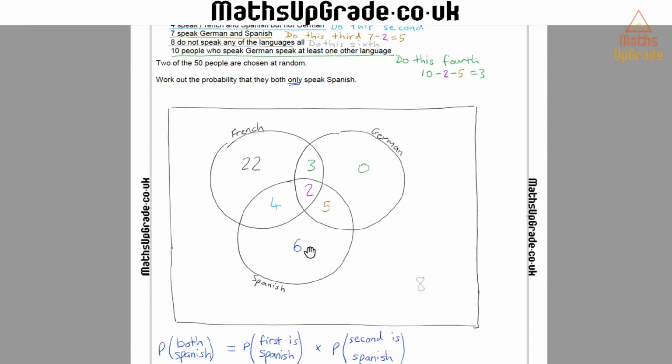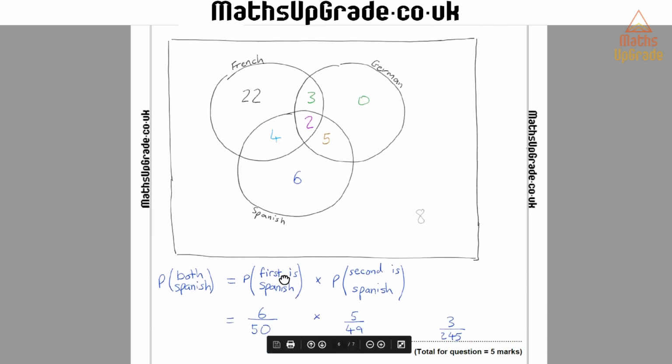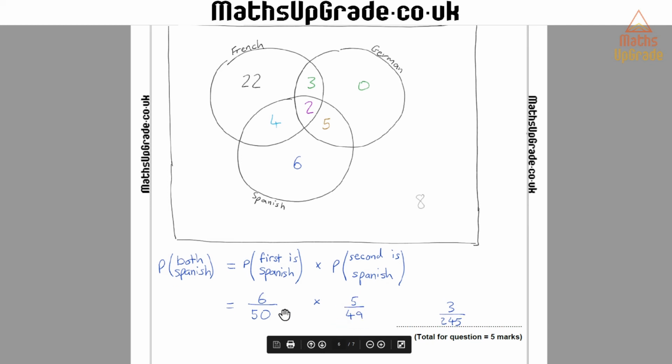Now we still haven't answered the question for the 5 marks. Okay, we need to find the probability that if 2 people are asked, what's the probability they both only speak Spanish? So how many Spanish speakers are there that only speak Spanish? There's 6. So the first choice is 6 out of 50. And then the second choice, if you pick that first person, there'll only be 5 people left who speak Spanish out of 49 altogether. So the probability of Spanish and Spanish is 6/50ths multiplied by 5/49ths.